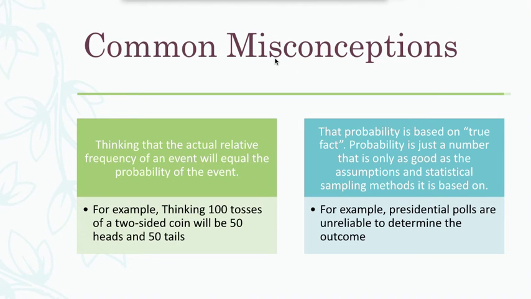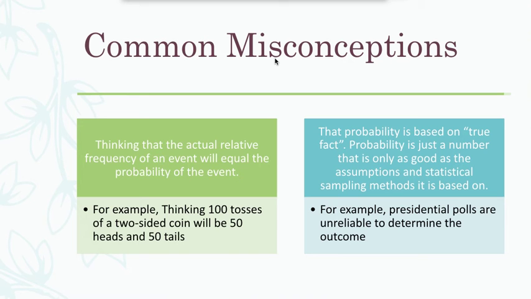So, common misconceptions of probability. One is that thinking that the actual relative frequency of an event will equal the probability of the event. So, for example, thinking that 100 tosses of a two-sided coin will be 50 heads and 50 tails. So, as you see, we've done a lot of different examples and activities with coins, and just because probability is 50-50 doesn't mean that in actuality that is the result that comes out.